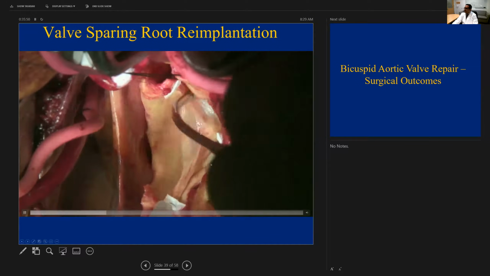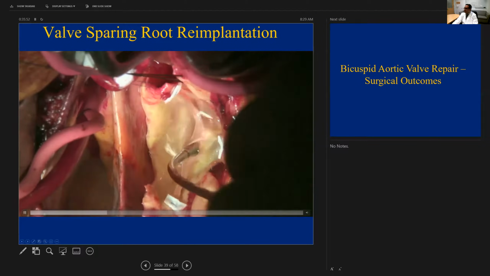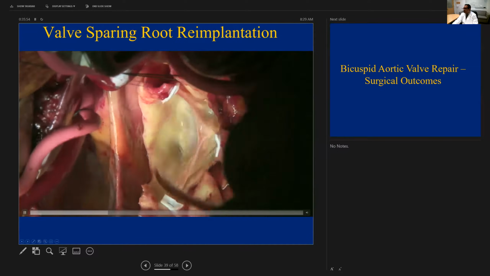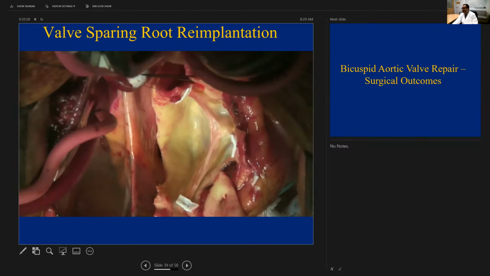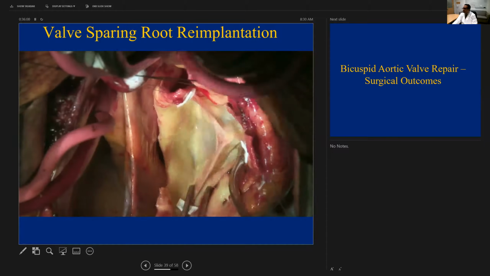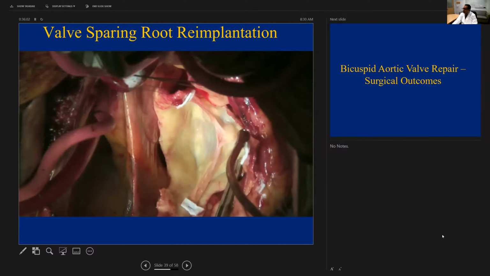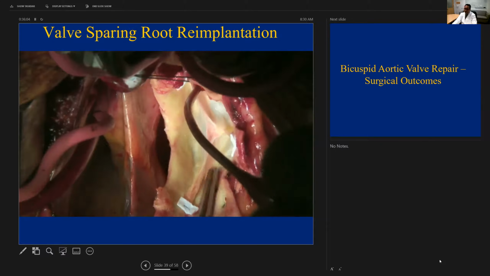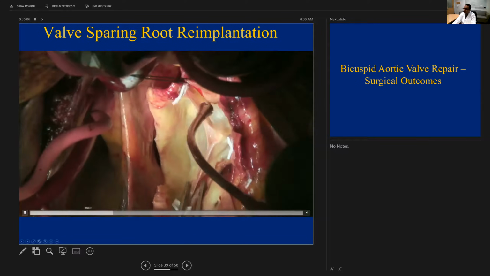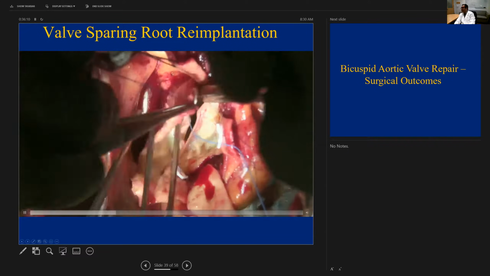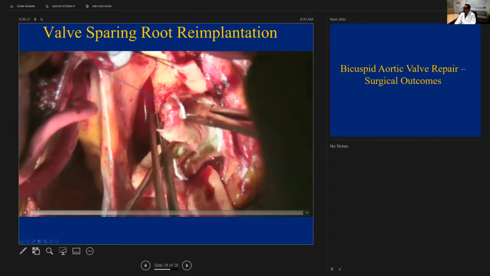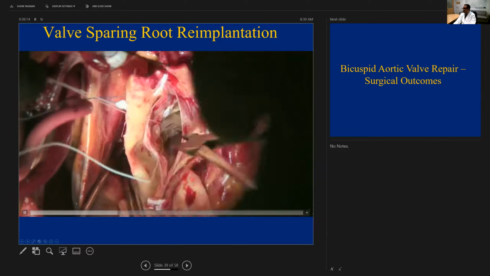We're just passively testing the valve to make sure we're still committed to the root reimplantation procedure. It's important to frequently check, reassess, because it's a big operation that takes a long time. So you want to make sure you get it right and do it perfectly the first time. So once we do that for the valve-sparing root reimplantation, we do the same thing that we talked about for the external ring. We actually will go ahead and place our subannular sutures.